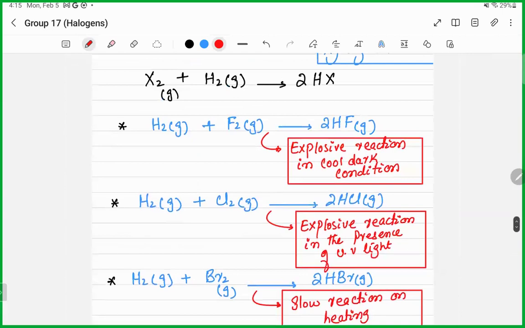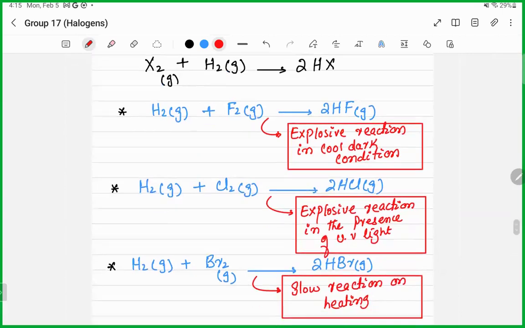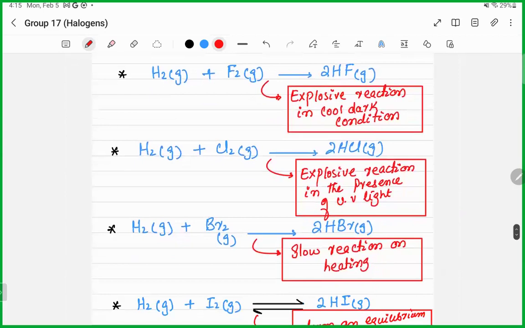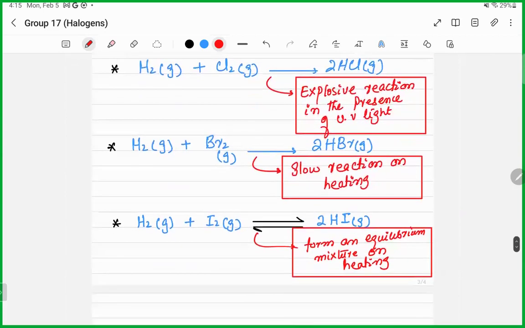So yes, fluorine is most reactive, in cool dark conditions explosive reaction होगा. Chlorine is less reactive, it reacts in UV light. Bromine is even less reactive, it has a slow reaction on heating.